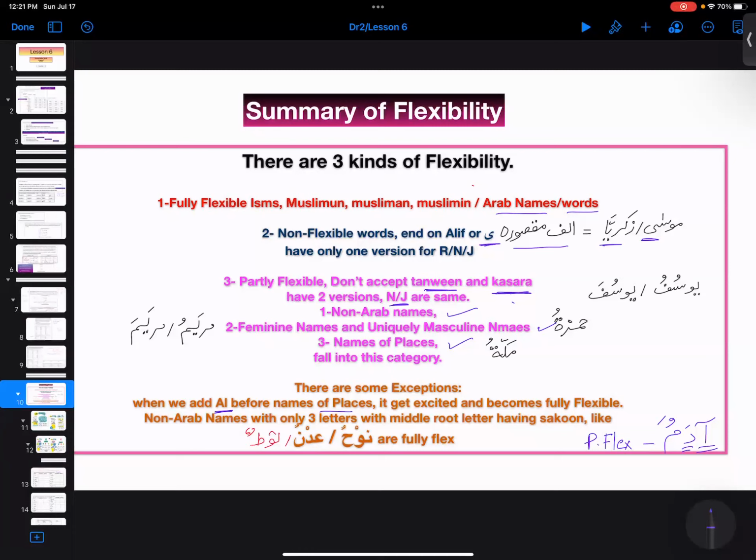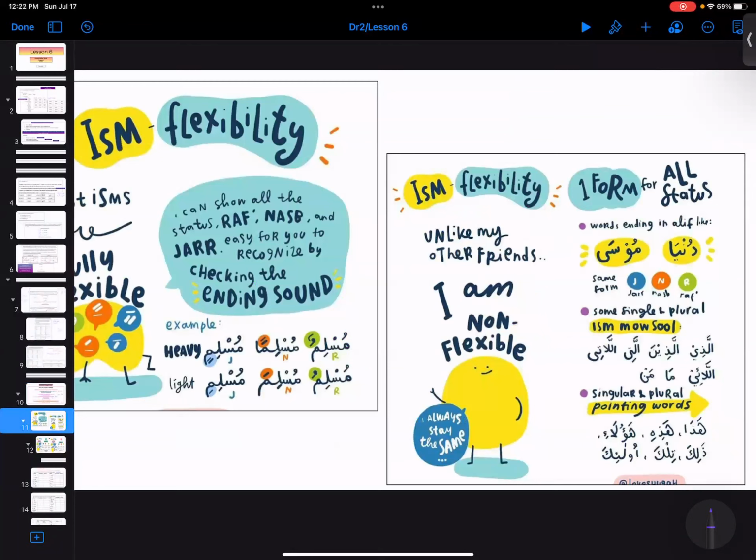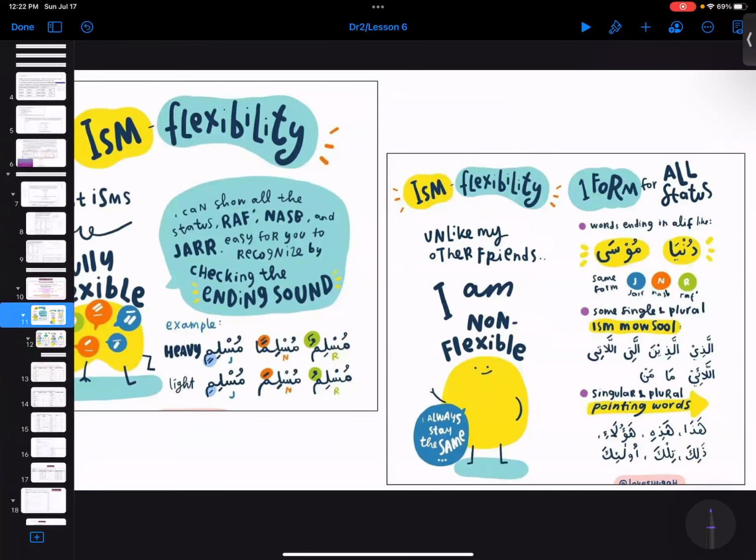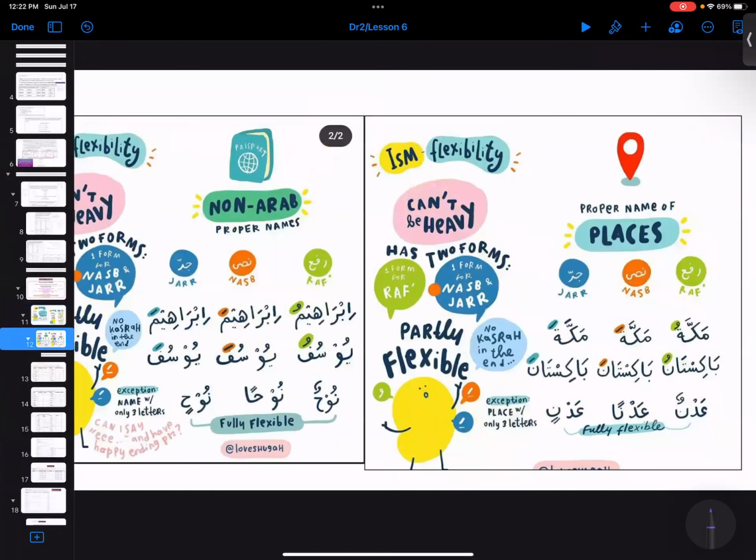Partly flexible. Adamu is going to be partly flexible. Is this Adamun or Adamu? We can say Adamu or Adama, but we can't say Adamun, because partly flexible words are not going to accept the noon at all. We are saying this is partly flexible because Adam is not an Arab name, subhanallah. Adam alayhi salam was not Arab. Arabs came way after.